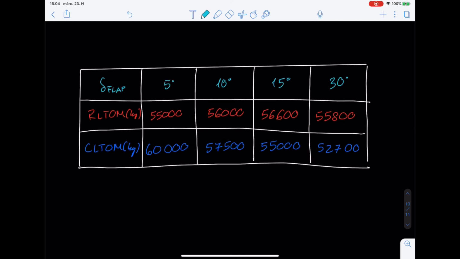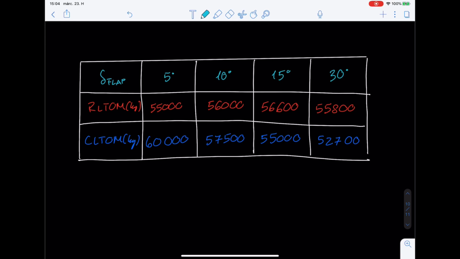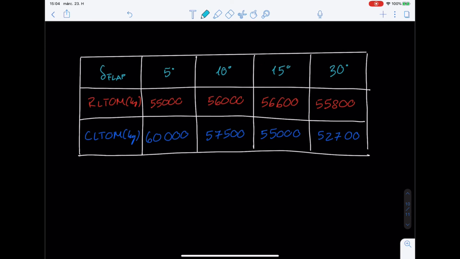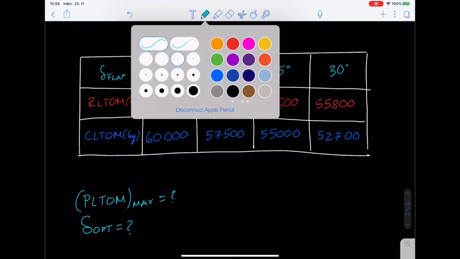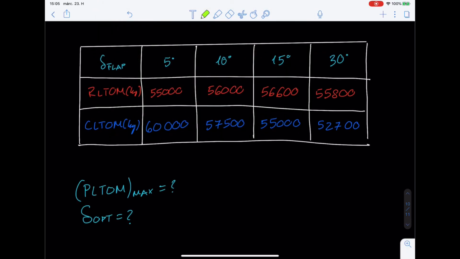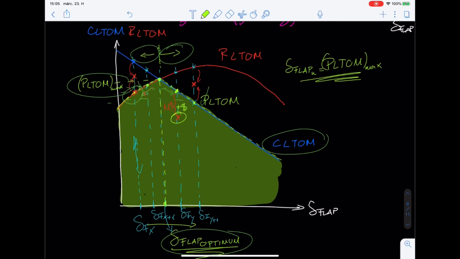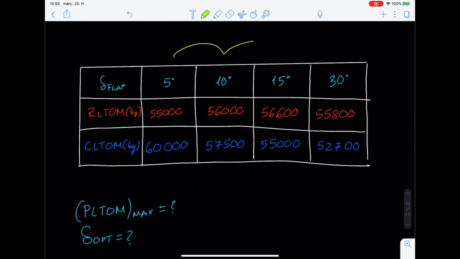Okay, so usually how the question is made is that you need to find the maximum performance limited takeoff mass, and you need to also find the optimum flap setting. So these two are the question. How we solve this problem is by first finding the performance limited takeoff mass for every single flap setting. It's a very similar solution to the graphical one we saw before. We go through each and every flap setting and find the performance limited takeoff mass.